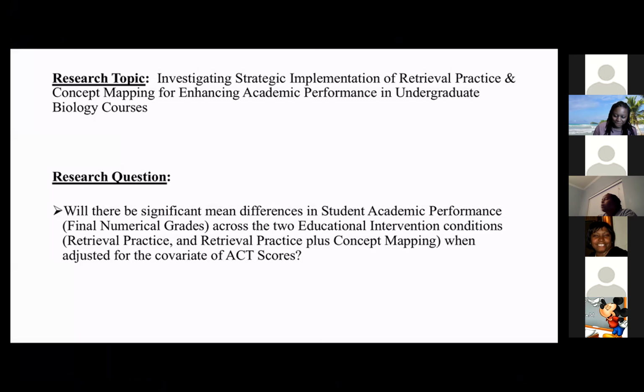Okay, so my research topic is investigating the strategic implementation of retrieval practice and concept mapping for improving students' academic performance in undergraduate biology courses. And my research question is, will there be significant mean differences in student academic performance, defined as final numerical grades in percentage, across the two educational intervention conditions, namely retrieval practice and concurrent retrieval practice and concept mapping, when adjusted for the covariate of ACT scores?